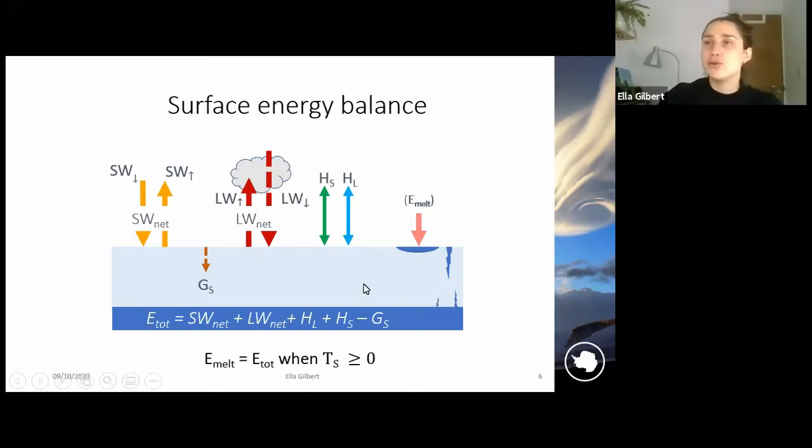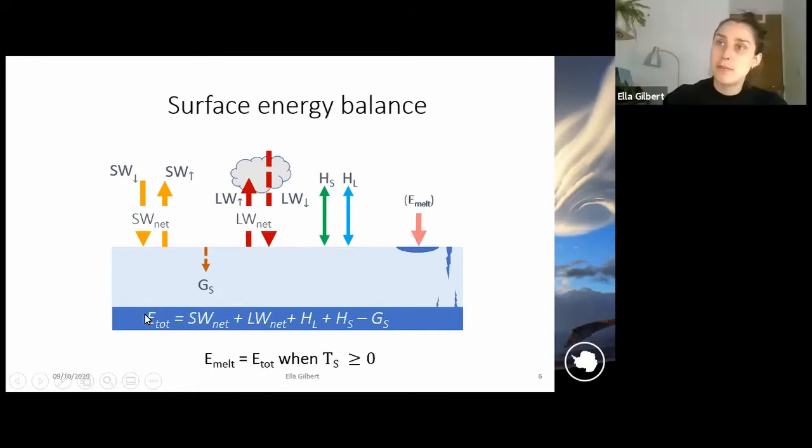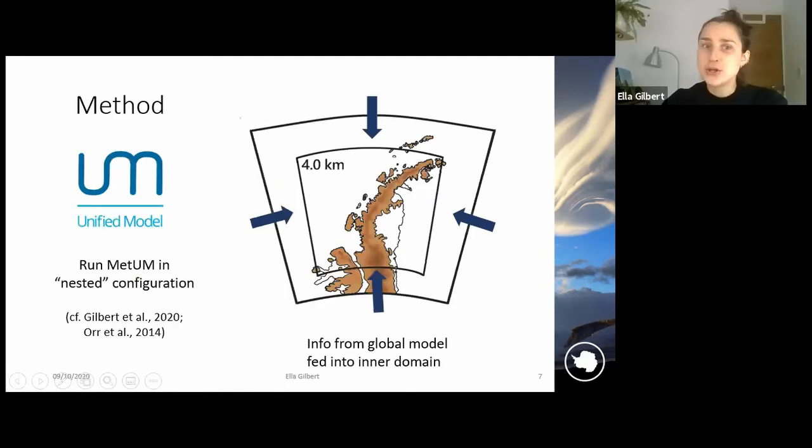Now, if we add all of these together, we get a number that I call E tote, which is basically the total of all of them. And crucially, if the surface temperature is greater than 0, i.e. if it's at the melting point, then you can see melting occurring. So you need to have a positive E tote and a positive or 0 surface temperature for melting to occur.